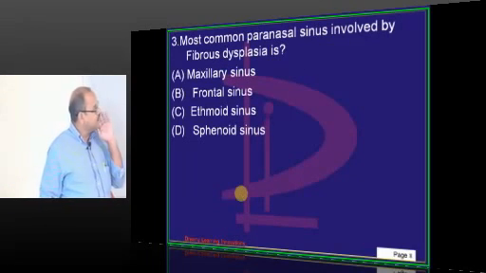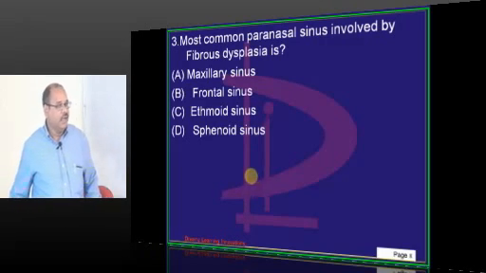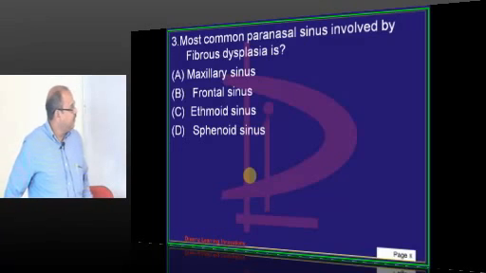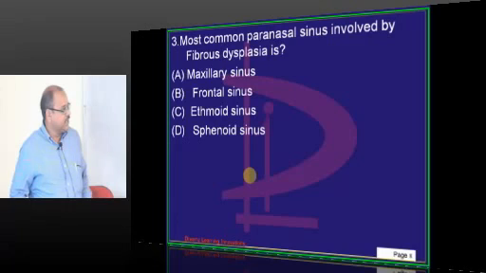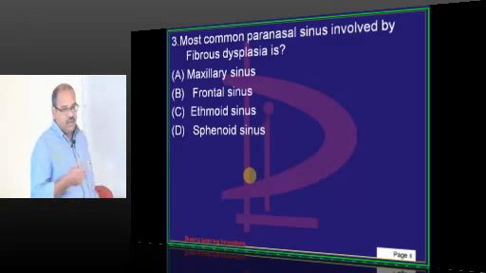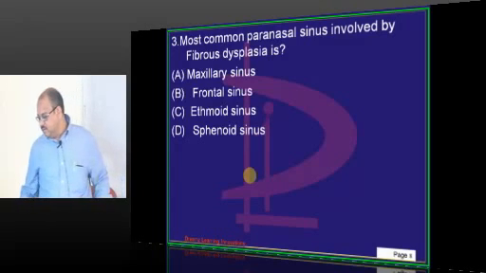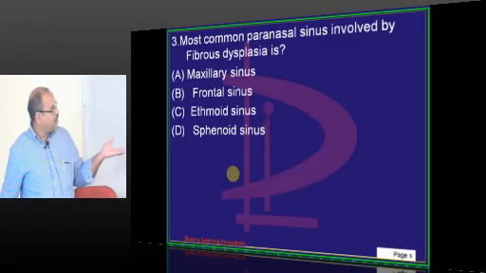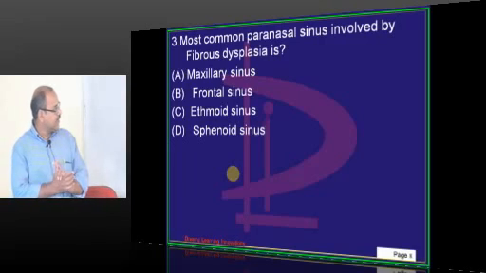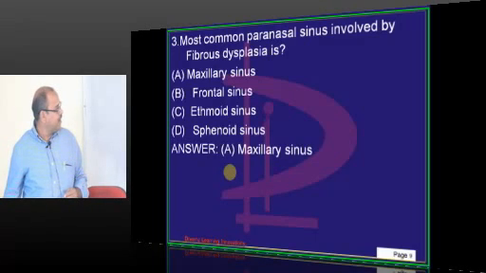Most common paranasal sinus involved by fibrous dysplasia. As you know, fibrous dysplasia is a benign condition, a defect in the osteogenesis. Most common paranasal sinus involved in fibrous dysplasia is maxillary sinus, frontal sinus, ethmoid sinus or sphenoid sinus. Any guess? The answer is maxillary sinus.